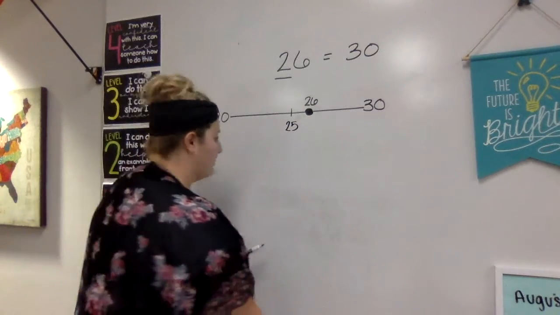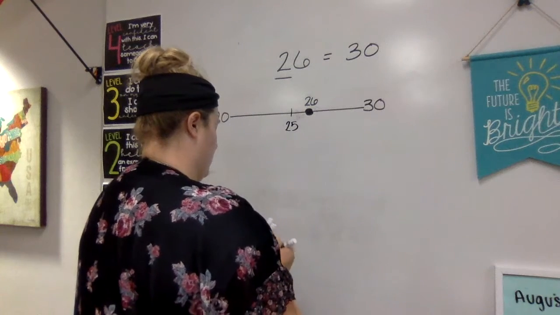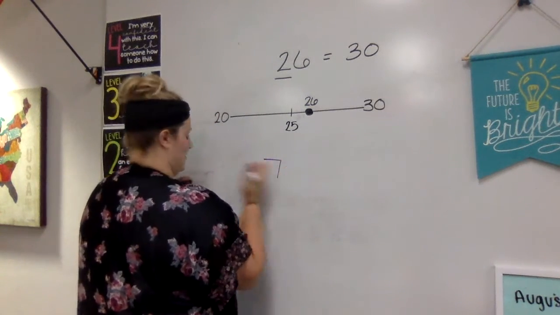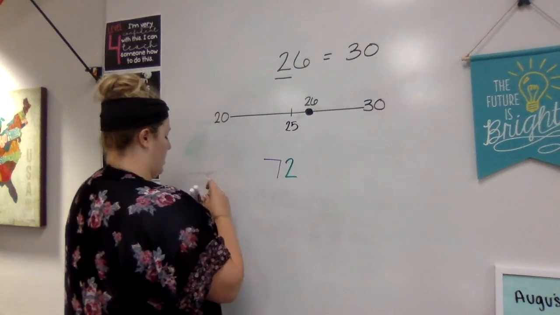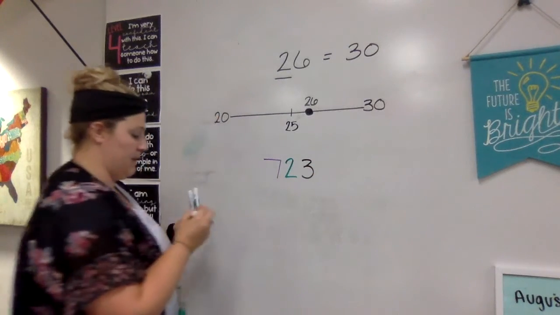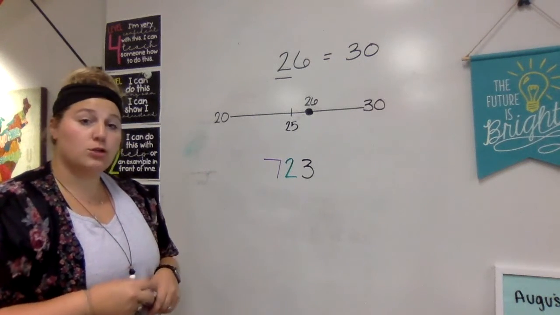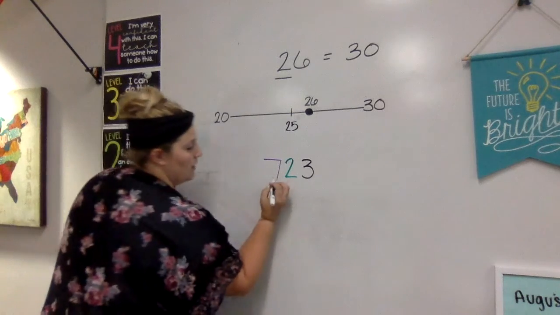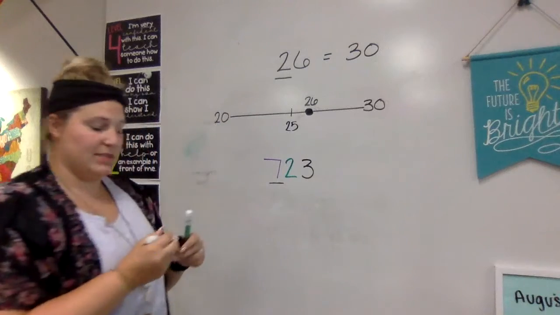Let's do a 3-digit one. Come down here. I have 723, and I want to round to the nearest 100. Here's my 100. So that's what I'm focused on.